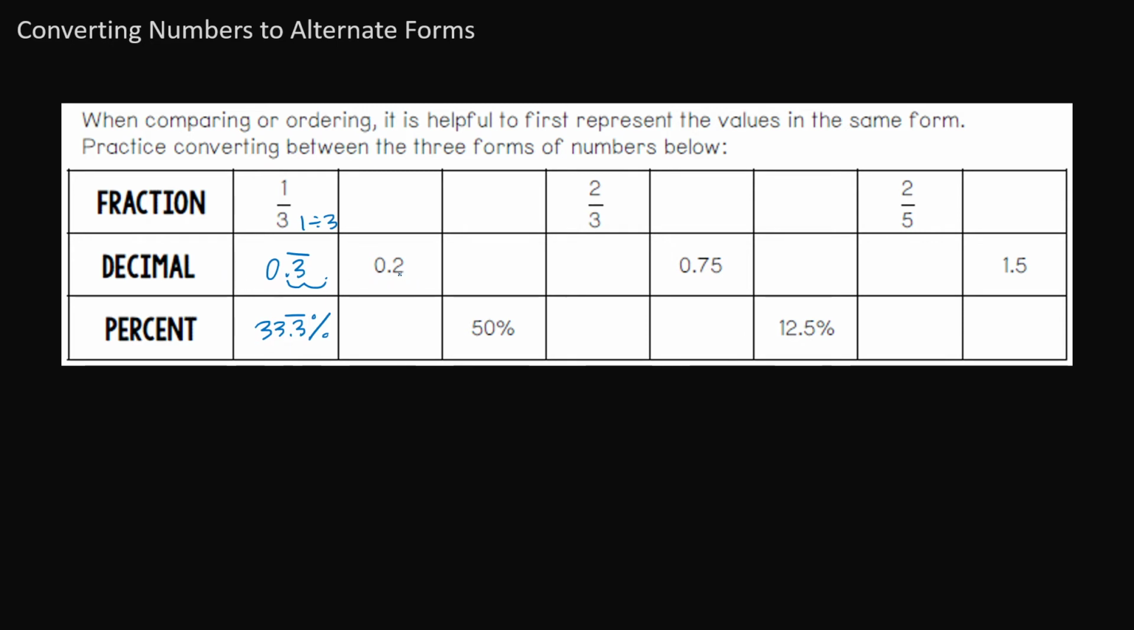Let's do one more. The decimal 0.2 is really 2/10. If we reduce 2/10, dividing the numerator and denominator by 2, you would get the fraction 1/5. And as a percent, if you move the decimal place on 0.2 twice to the right, you get 20%. You can feel free to fill in this table and check your answers with me. It's really helpful to practice converting numbers to alternate forms for this activity.